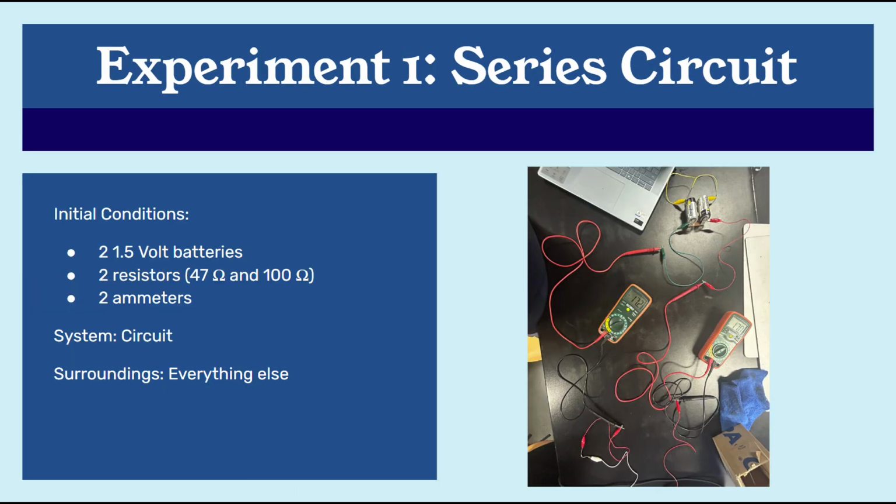For part 1 of this lab, we examined a circuit with resistors in series. We had two 1.5 volt batteries, two resistors, one of 47 ohms and the other of 100 ohms, and two ammeters in our circuit. The circuit was the system and the surroundings were everything else.